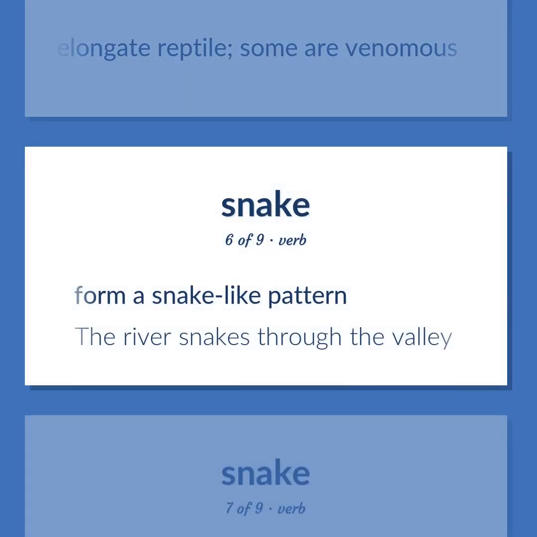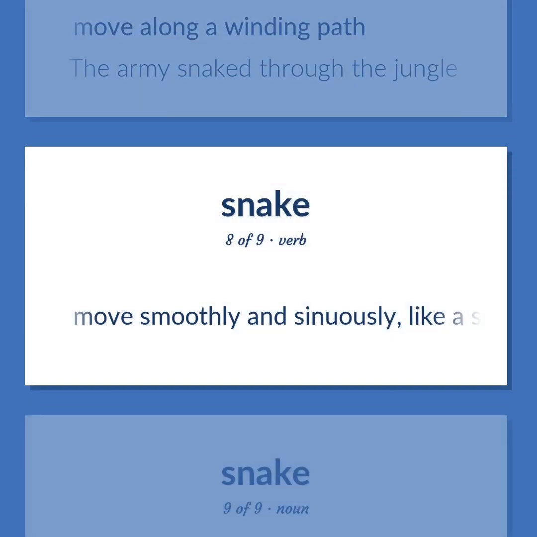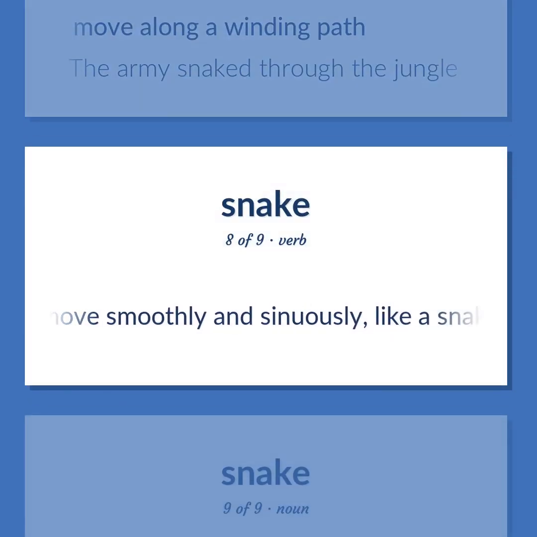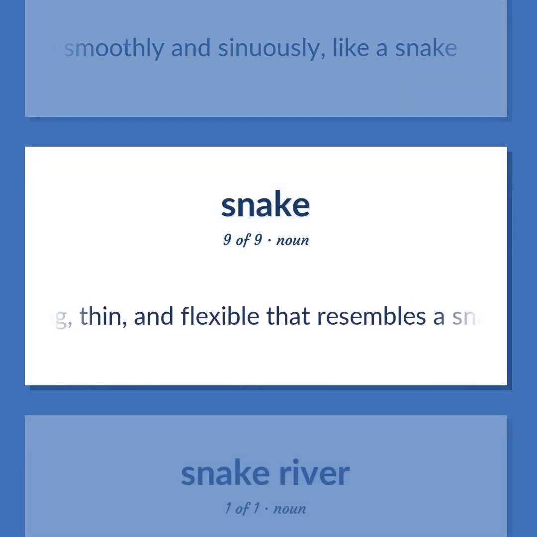Form a snake-like pattern. The river snakes through the valley. Move along a winding path. The army snaked through the jungle. Move smoothly and sinuously, like a snake. Something long, thin, and flexible that resembles a snake.